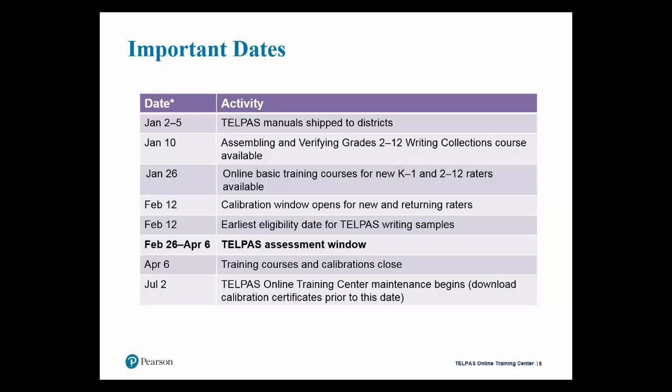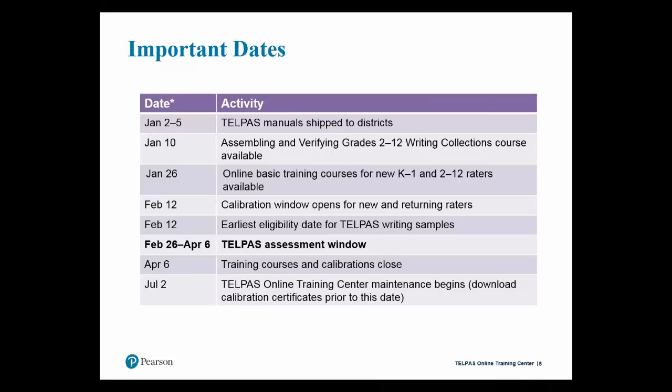And we'll start off here with some important dates. Starting on top here, you should have already received your TELPAS manuals. Those were shipped to the district back in January, and they also are posted on the Avocet site. For the Online Training Center, the assembling and verifying of the grades 2 through 12 writing collections became available January 10th, and January 26th is when the online basic training courses for new K-1 and 2 through 12 graders became available. And the calibrations opened this week on February 12th.